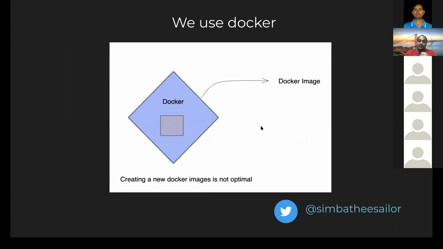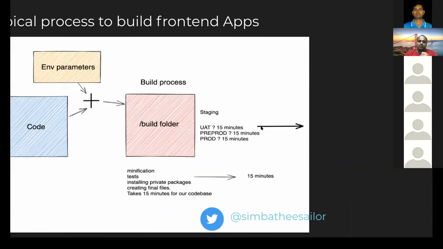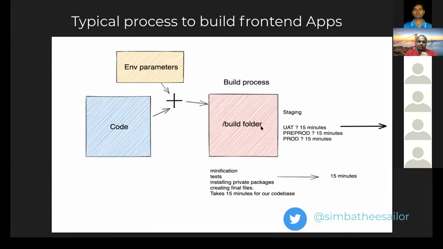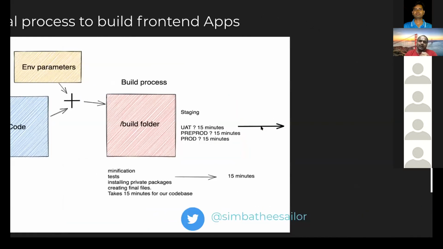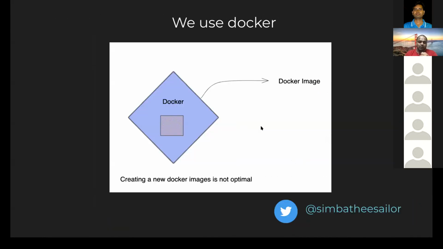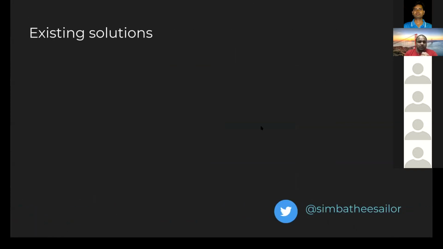As a front end guy, I know this much about the Docker we are using in our application. Creating a new Docker image for each and every environment is not optimal. That's the problem that was faced by our DevOps team. I have written an article on how this problem came up and what the actual problem was, but this is the gist of it: they don't want to create a Docker image for different environments again and again. So what are the existing solutions that we have?